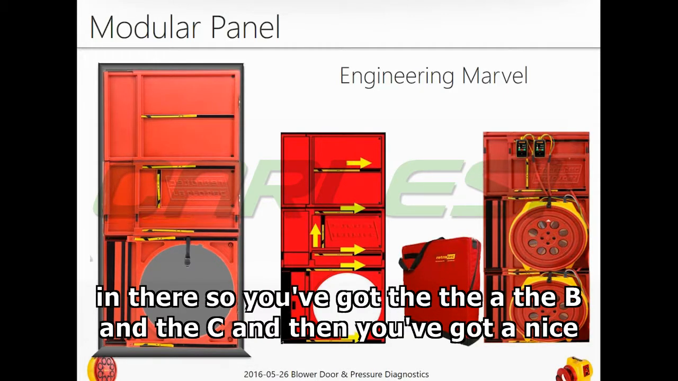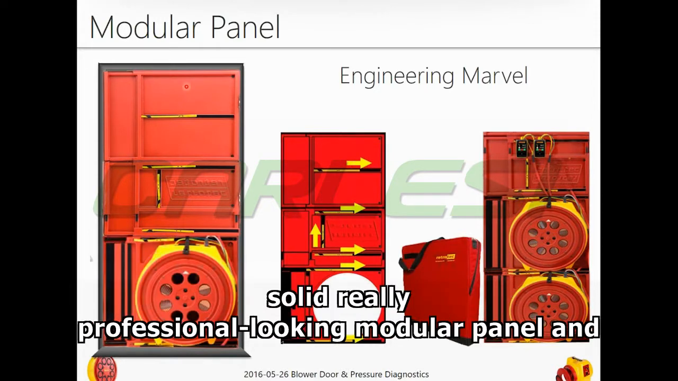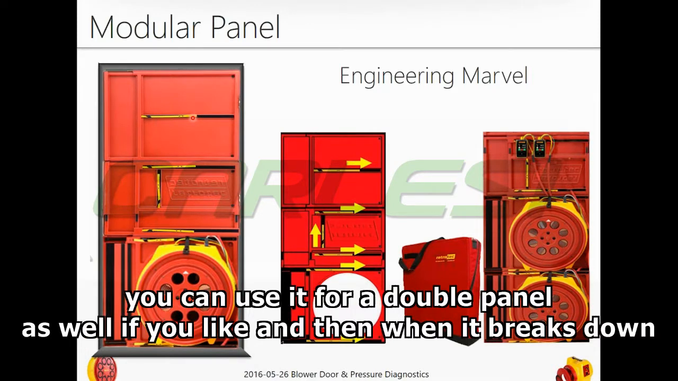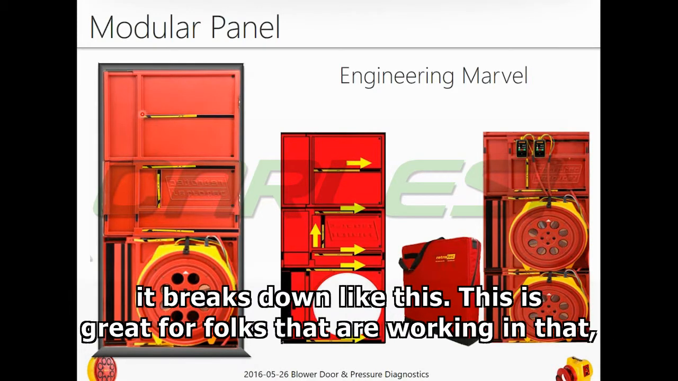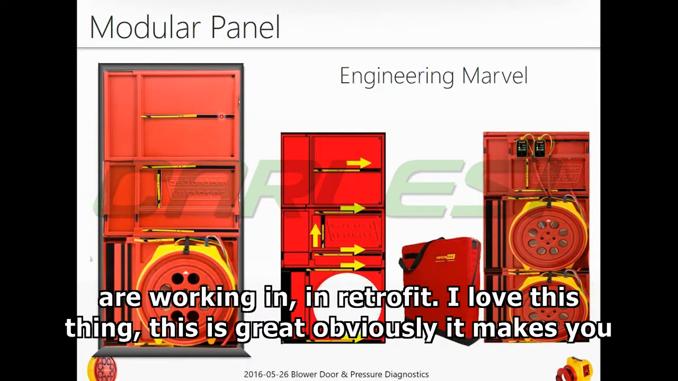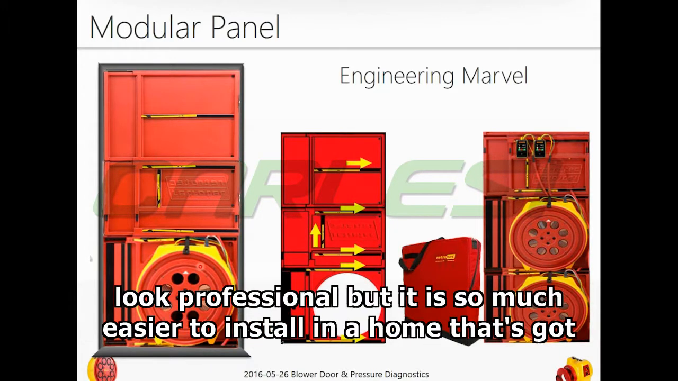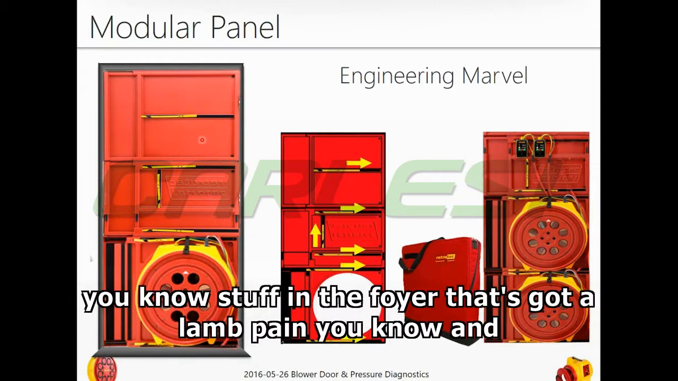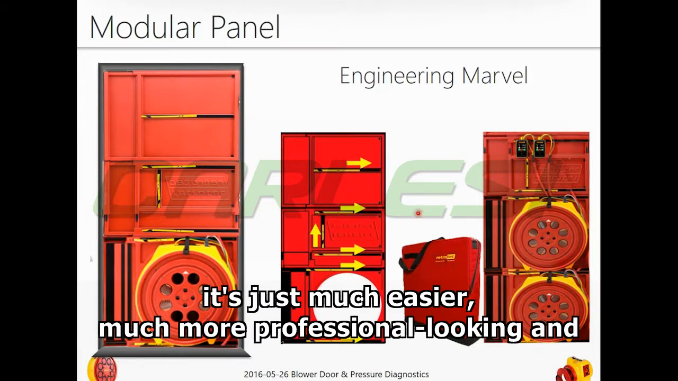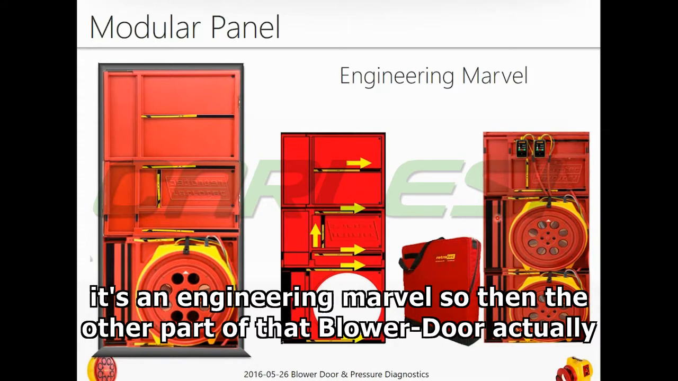So you've got the A, the B, and the C. And then you've got a nice, solid, really professional looking modular panel, and you can use it for a double panel as well if you like. And then when it breaks down like this, this is great for folks that are working in retrofit. I love this thing. Obviously, it makes you look professional, but it is so much easier to install in a home that's got stuff in the foyer, that's got a lamp hanging. It's much more professional looking, and it's an engineering marvel.